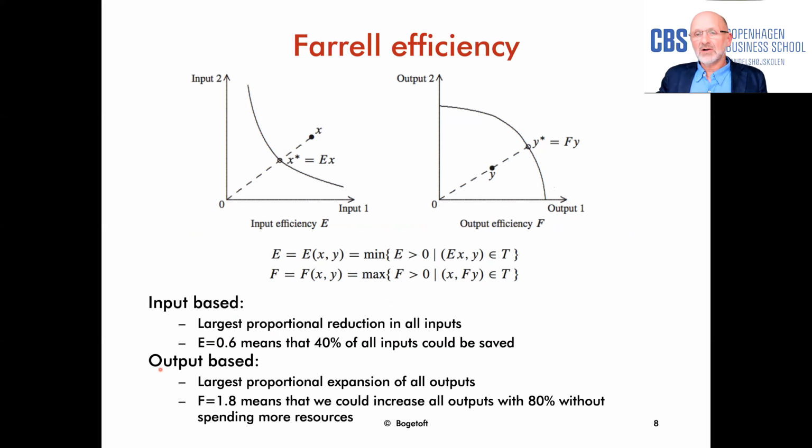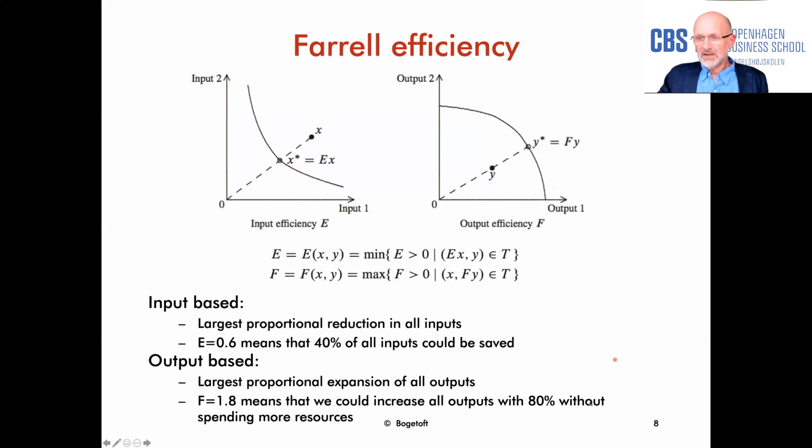You could also ask on the output side, for given inputs, what's the largest proportional expansion of all the outputs that is feasible inside the technology? So if you get a score of 0.8, it means that you could have increased all of your outputs with 80% without needing more resources than you already have. So a large value of this output-based Farrell efficiency is the sign of a large inefficiency, and a small number of this input efficiency is an indication of a lot of inefficiency.